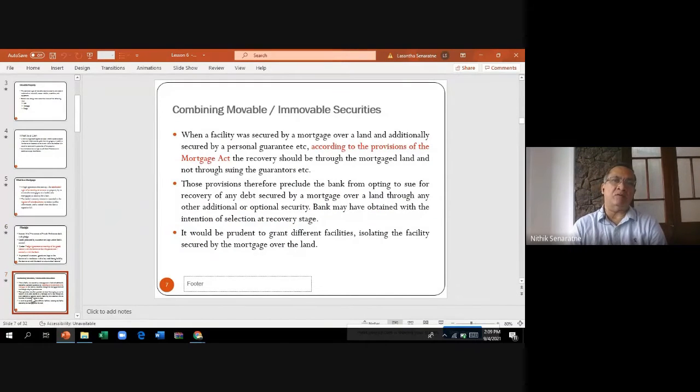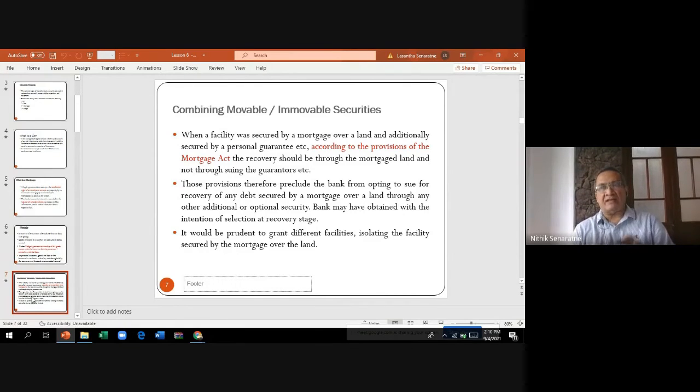Combining movable and immovable securities. Once again, there is a restriction with regard to combining movable and immovable. So when you are designing a set of facilities, you have to design it properly. If you can obtain separate securities for each and every facility, that's great. For example, I have a housing facility against my property, a vehicle mortgage against my vehicle, and another facility against my stocks.